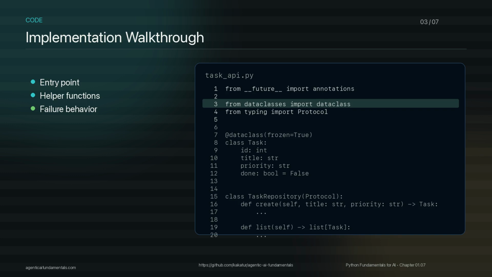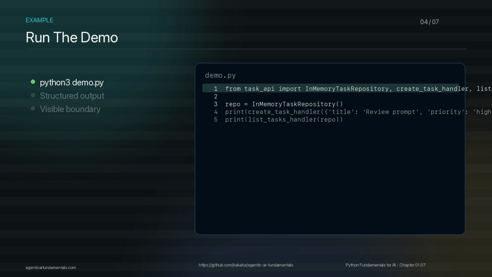A thin route is easier to read during an incident. You can see the request model, the dependency, the function call, and the response mapping without hunting through a long endpoint body. Run the demo or API test and look at the request and response shapes.